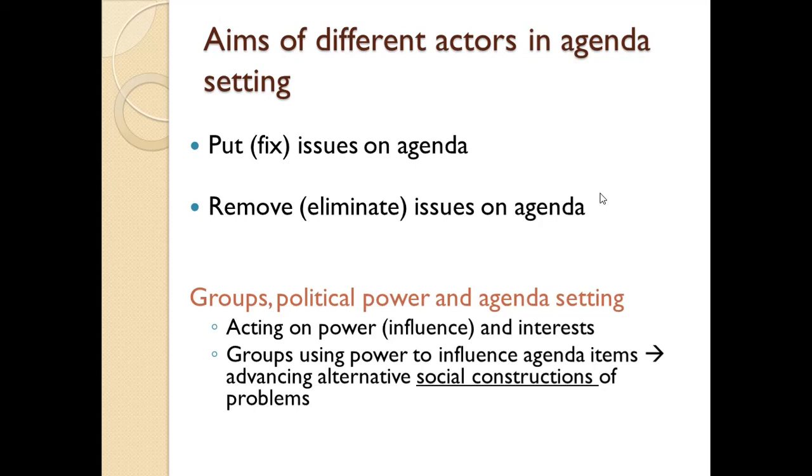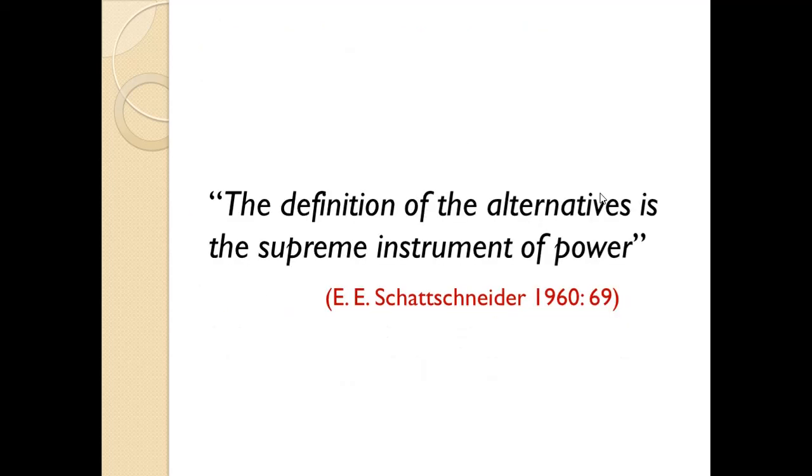So groups, political power, and agenda setting become a complex process where different actors act on power, influence and interest regarding a particular issue. And of course, groups use power to influence agenda items, and therefore advance alternative social constructions of a problem, to have problems of their interest be adopted for the agenda, and therefore made into policies.